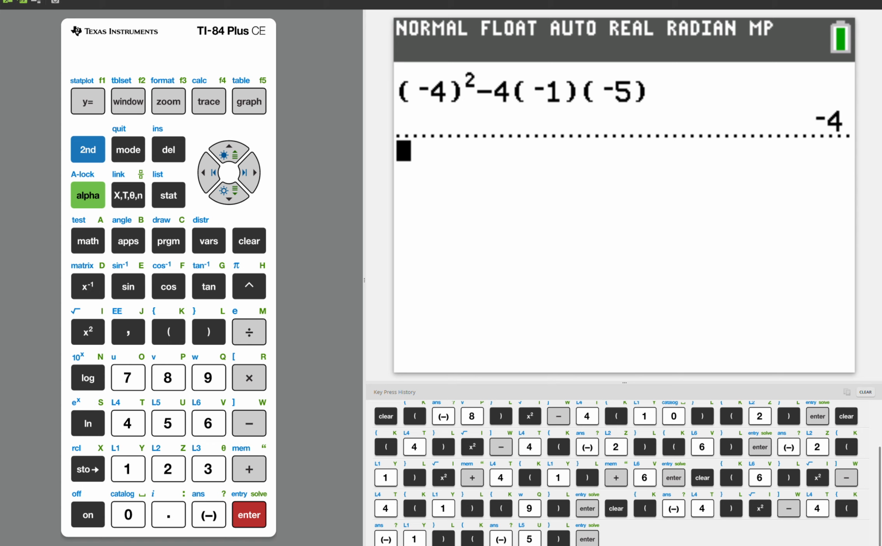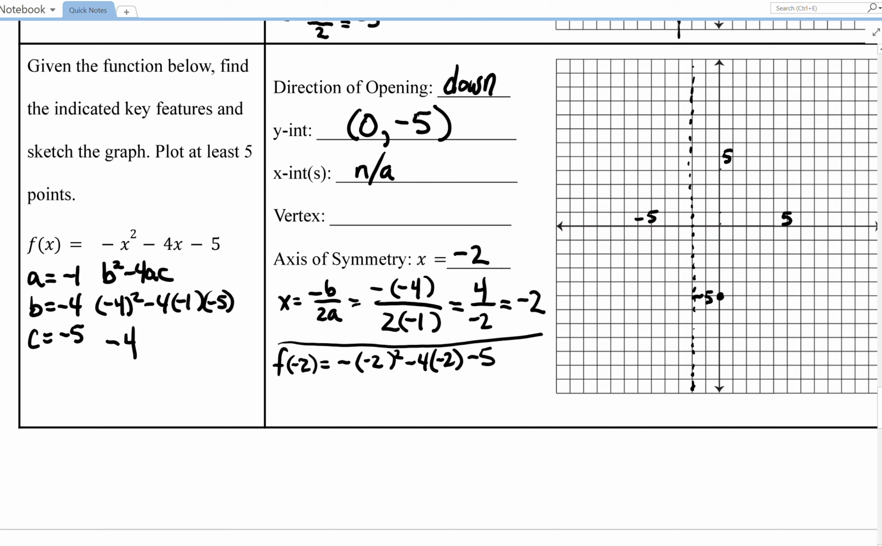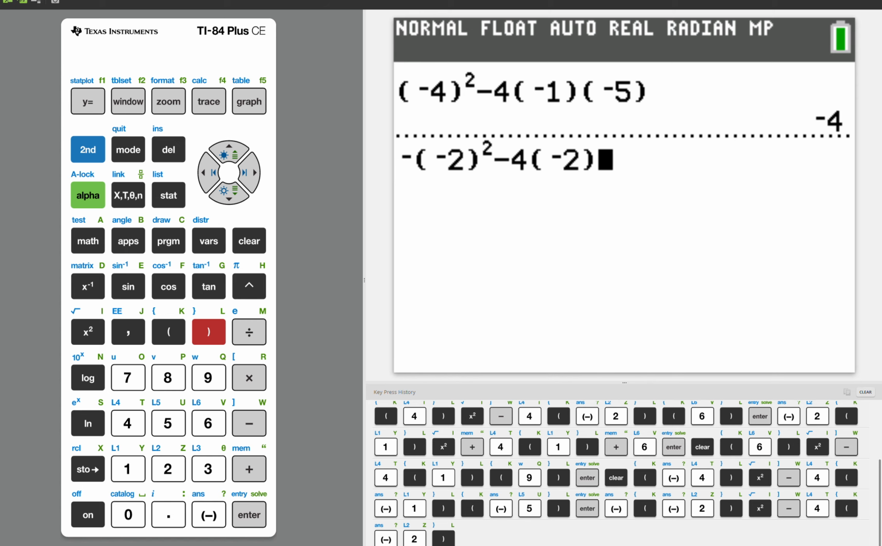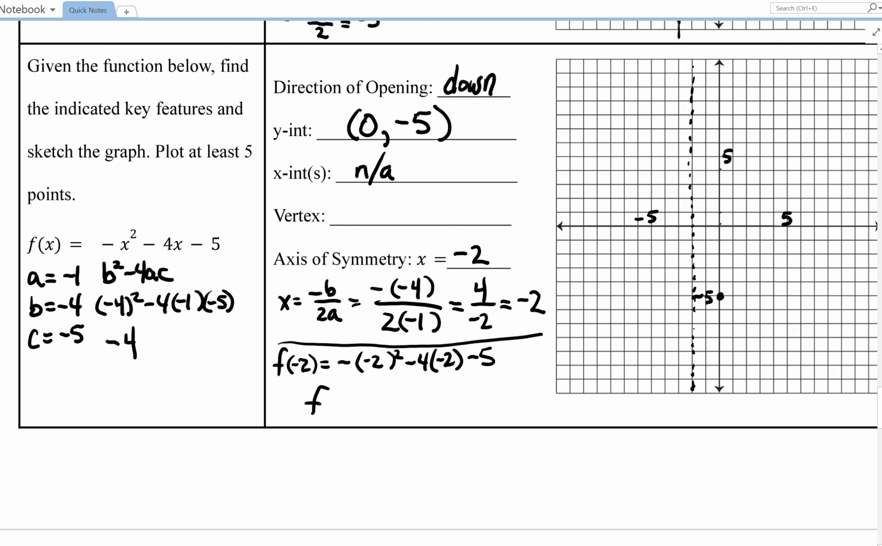If you've made those substitutions, you can get the value of y from just plugging that into your calculator. So minus of -2 squared, the negative of -2 squared, minus 4 times -2, and then finally -5. I hit enter, and I get -1. So f of -2 is -1. So my vertex is -2 in x, -1 in y.